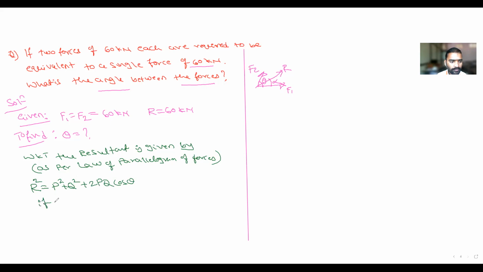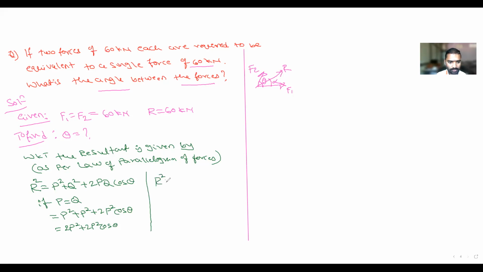If P is equal to Q, both the forces are the same, then what will it become? R square is equal to P square plus P square plus 2P square cos theta. So P square plus P square is 2P square, plus 2P square cos theta. What is common here? 2P square.